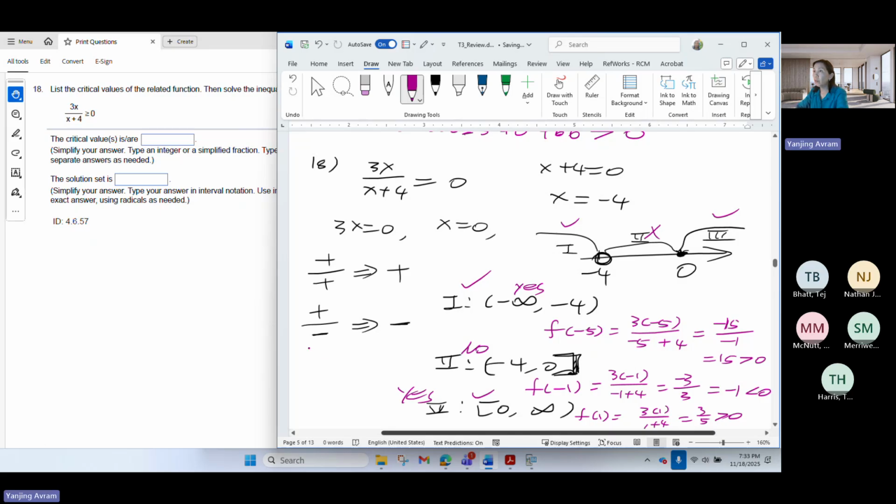Okay, so what is my final solution? We have -infinity to -4 union 0 to infinity. You will include 0 with a bracket because I have an equal sign in here.